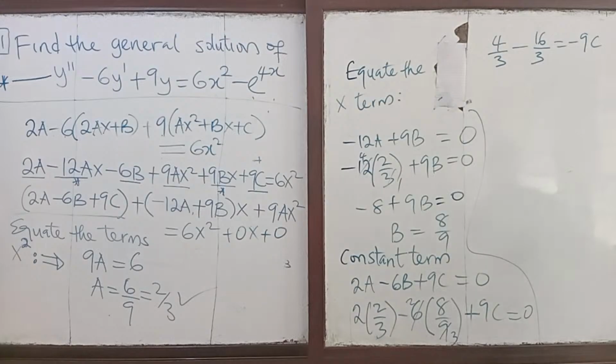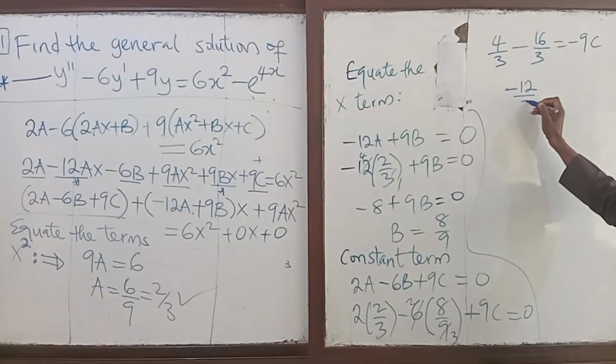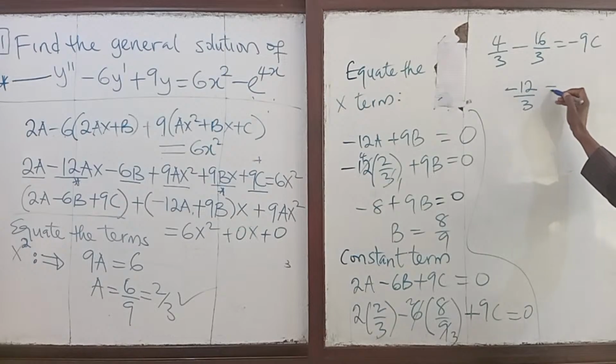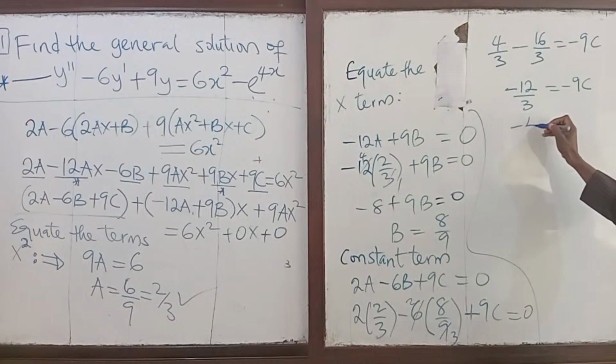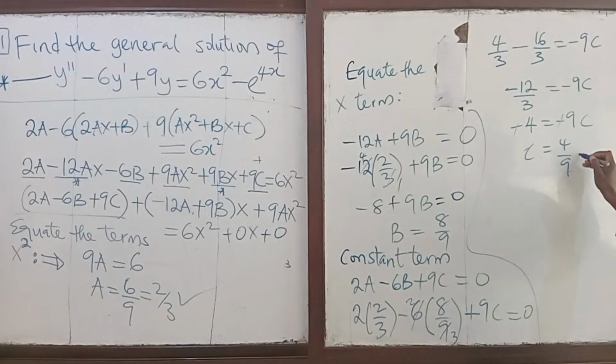Okay. So 4 minus 16. That's minus 12 over 3. Okay, equal to minus 9c. And this will give me minus 4 equal to minus 9c. So minus cancel. So c is 4 over 9. So all the parameters are gotten.